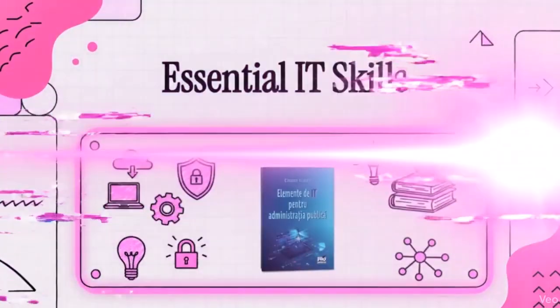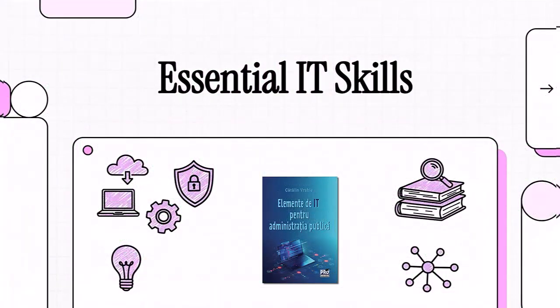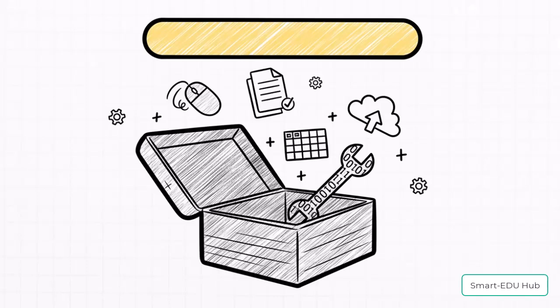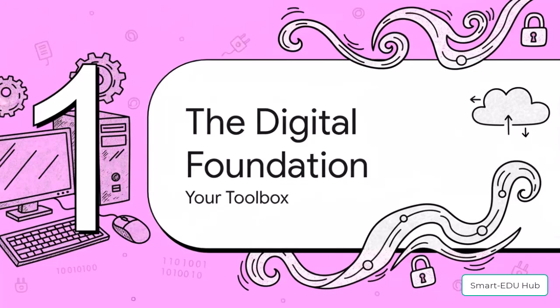Today, we're distilling the key lessons from the book Essential IT Skills for Public Service by Catalin Vrabia and his co-authors. Think of this as a crash course in building your essential digital toolkit. We're going to give you a rapid-fire overview of the foundational tools every single professional needs to be effective in today's digital world. Okay, let's dive right in.